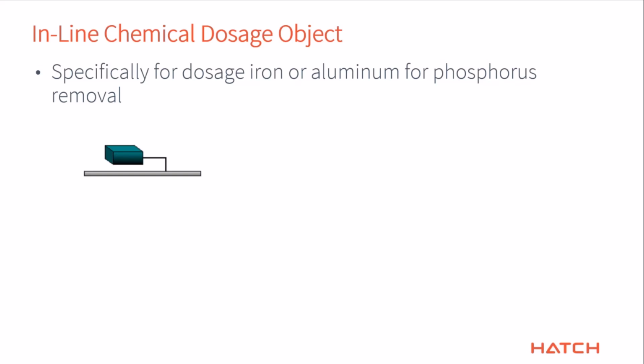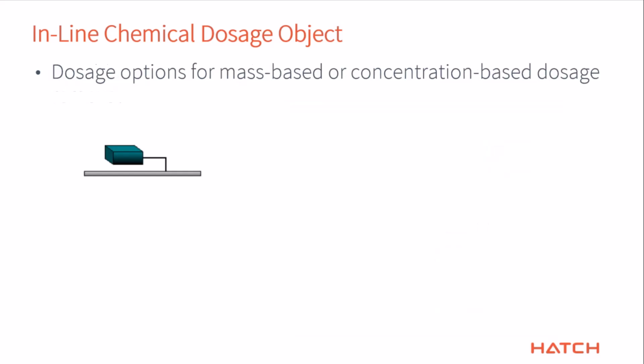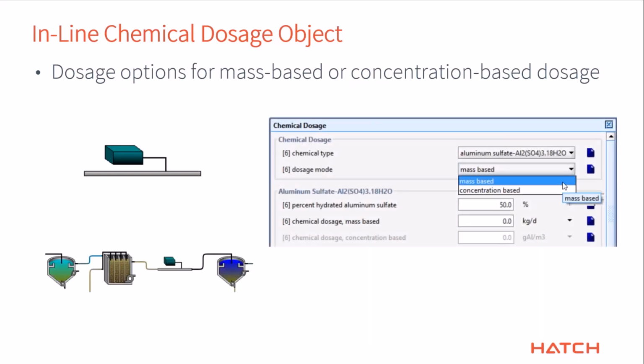Now, this one is actually called the inline chemical dosage object, and it is there specifically for the dosage of iron products or aluminum to do soluble phosphorus removal. So the idea here is you've got these 4 or 5 chemicals that you can do. So there's alum, there's polyaluminum chloride, there's ferric chloride, ferric sulfate. You pick whatever chemical it is you want, and then you can do this either on a mass basis or a concentration based focus.